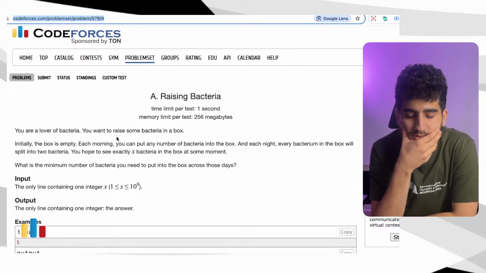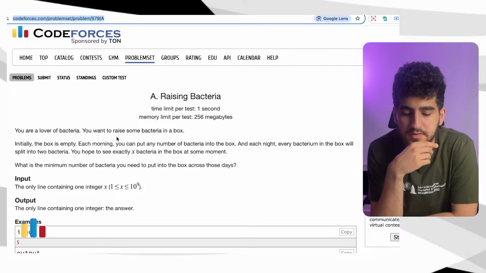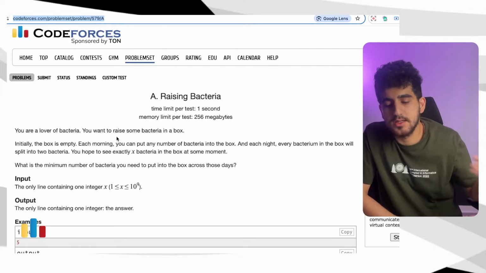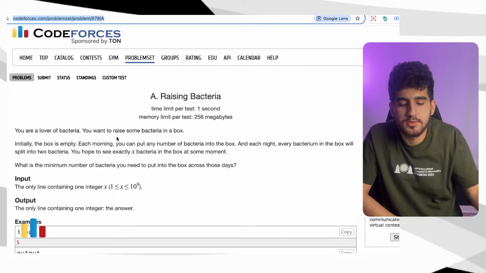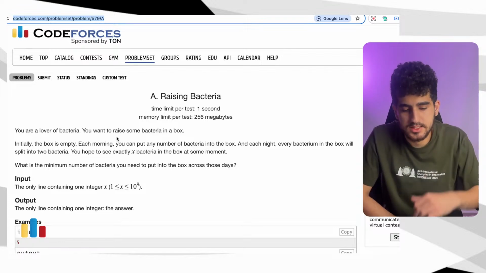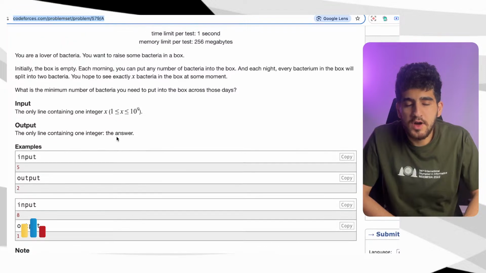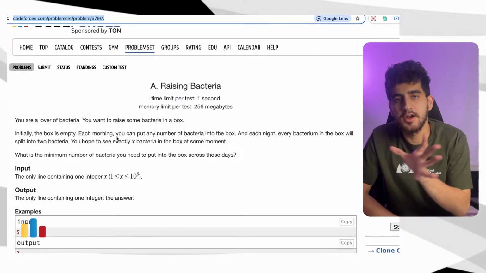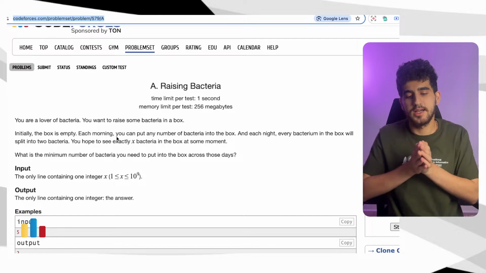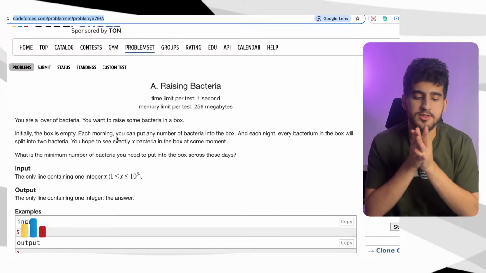Initially, the box is empty. Each morning, you can put any number of bacteria into the box, and each night, every bacterium in the box will split into 2 bacteria. You hope to see exactly X bacteria in the box at some moment. What is the minimum number of bacteria you need to put into the box across those days? So you want to have several bacteria. Each day you know that each bacteria will split into 2 bacteria.